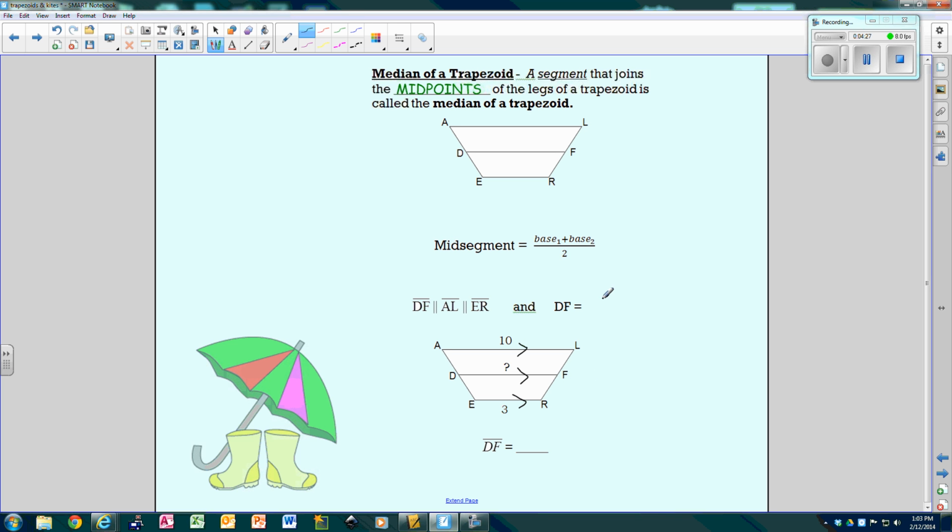So DF is equal to, well, the only way to find that is to follow the formula. Add your bases. So I have one base that's 10 plus the other base that's 3. And all of that is going to be divided by, guess what, 2. So 10 plus 3 is 13. 13 divided by 2 is 6.5. So DF is 6.5. So mid-segments, super easy. Top plus bottom divided by 2.